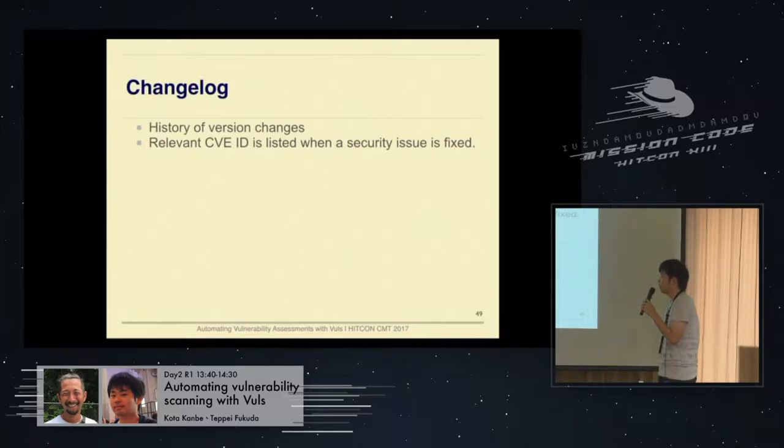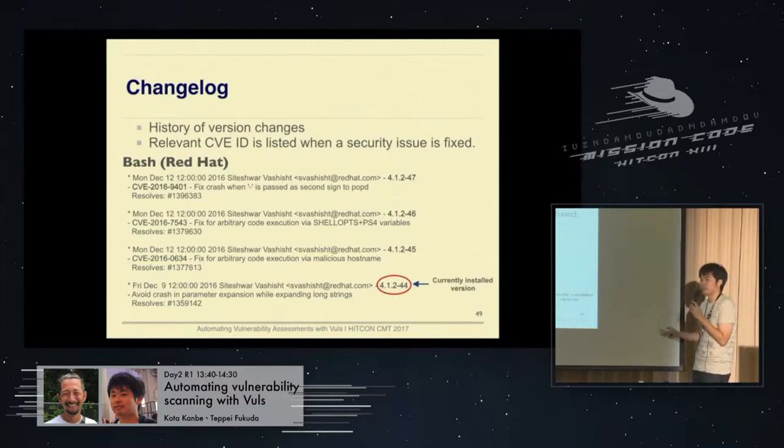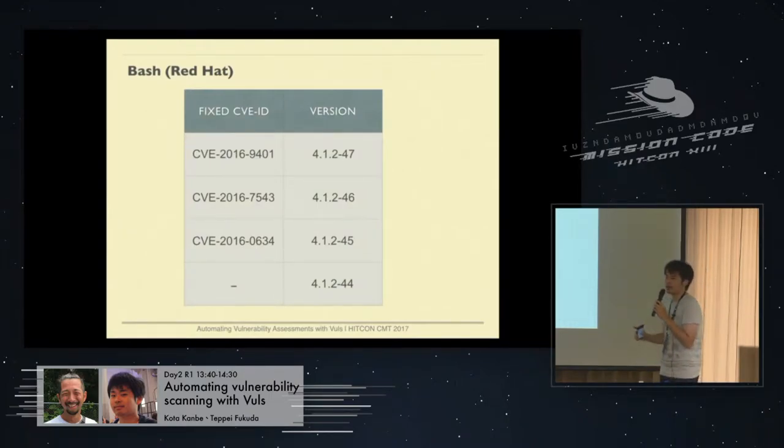In addition to this, Vuls also uses the changelog, where a history of version changes is recorded. When a security issue is fixed, the relevant CVE ID is added to a list. Here is an example of bash, and this is the changelog of bash. For instance, this version is the currently installed version on the server, and this is the newest version. As a result, this version of bash has three vulnerabilities. Once again, the left column is the fixed CVE ID, and the right column is the version.